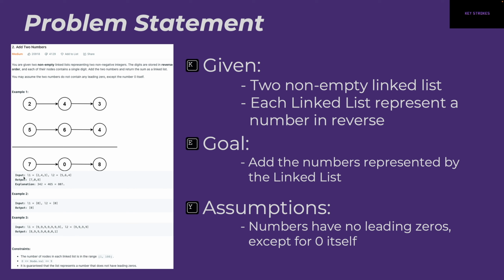And you can see the input here is the first linked list, which is 2, 4, 3, linked list 2, which is 5, 6, and 4, and our output should be 7, 0, and 8, and they explain that adding the two numbers gives you 807. And there's another example with linked list 1 having one node which is 0, linked list 2 with another node having 0, and addition of 0 and 0 is a 0.